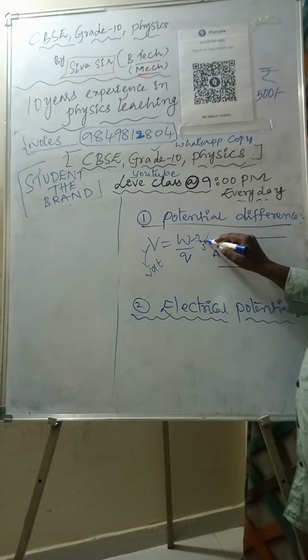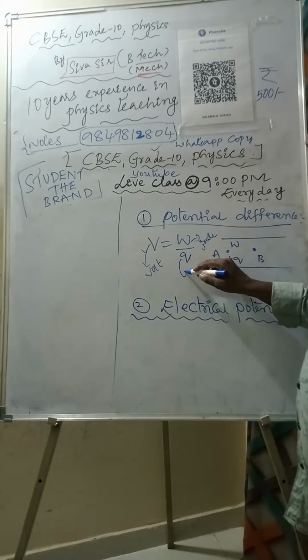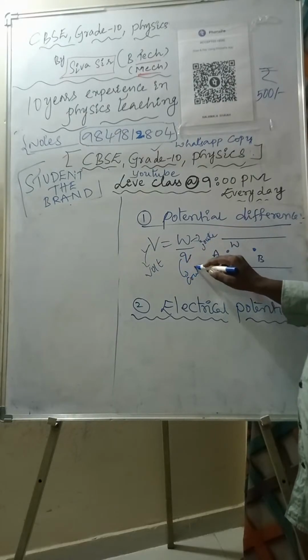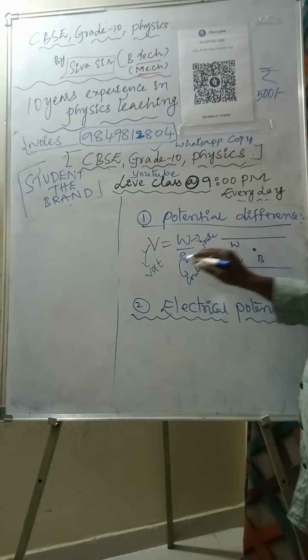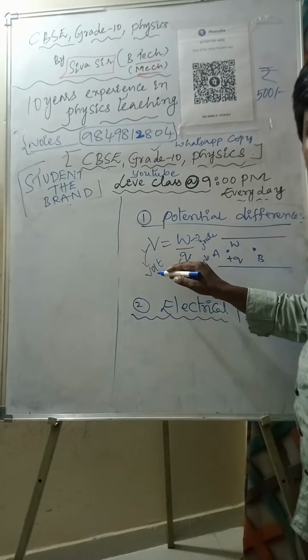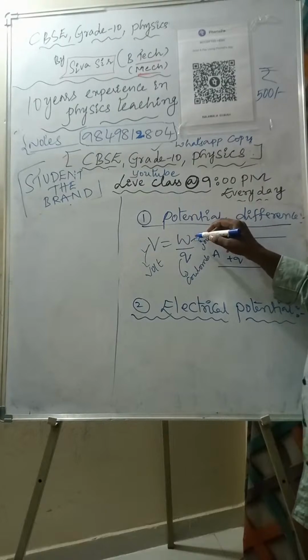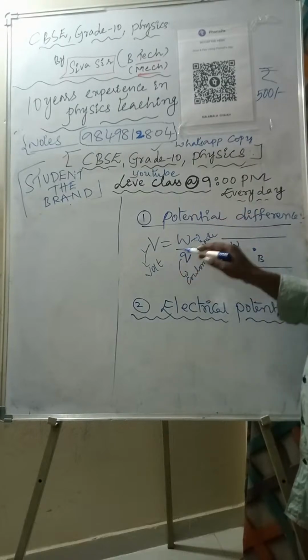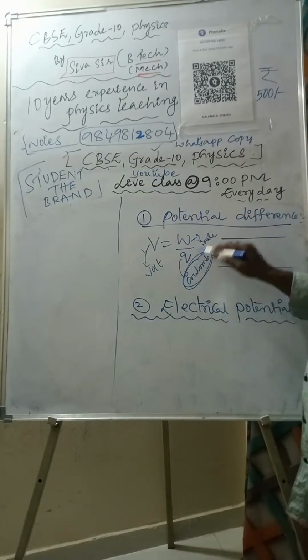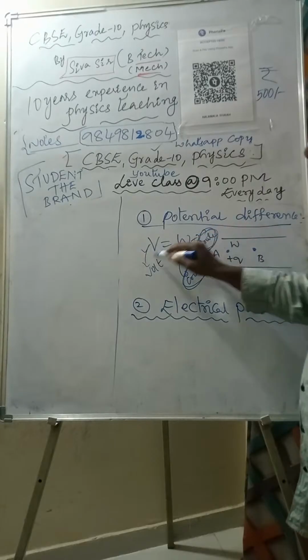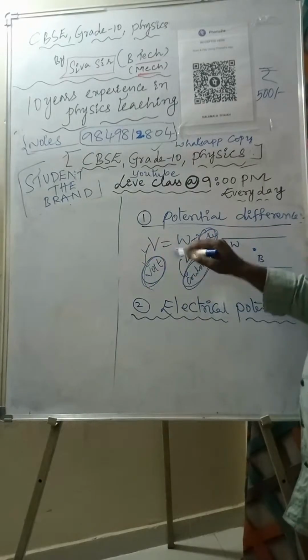SI unit of work is joule. And SI unit of charge is coulomb. Okay, so SI unit of potential difference is volt, SI unit of work is joule, SI unit of charge is coulomb. So these are very, very important from an MCQ point of view. Make sure that you are noting down all these points.